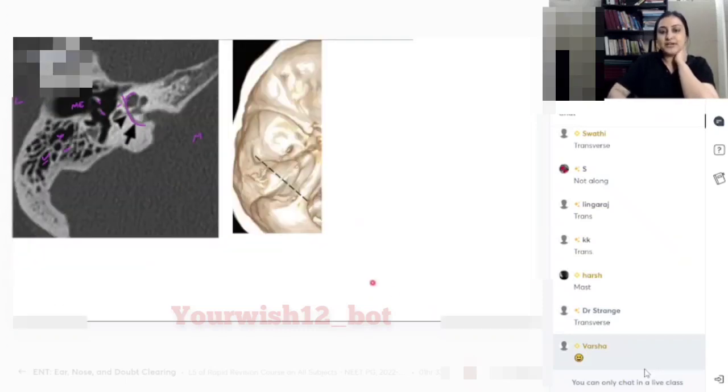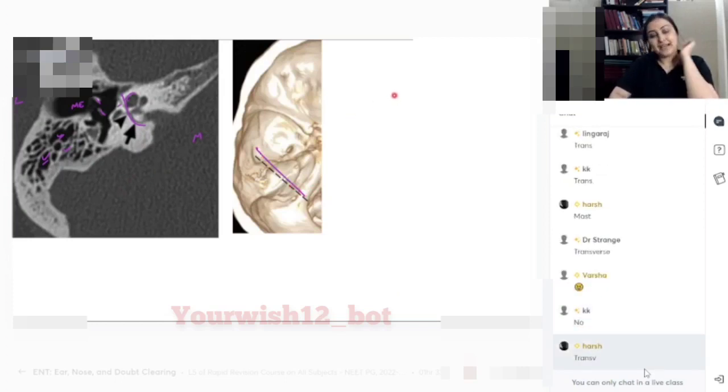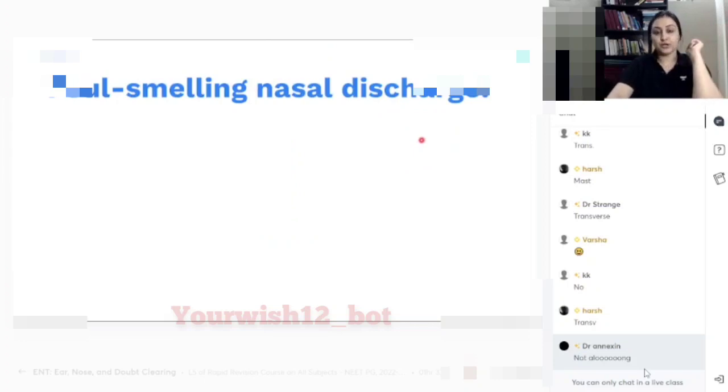So this is your transverse. Do you see how it's perpendicular? So this is your transverse fracture, and this will have more commonly inner ear injury. So SNHL हो जाएगा, facial nerve palsy हो जाएगा. This is all which will happen here, not along.